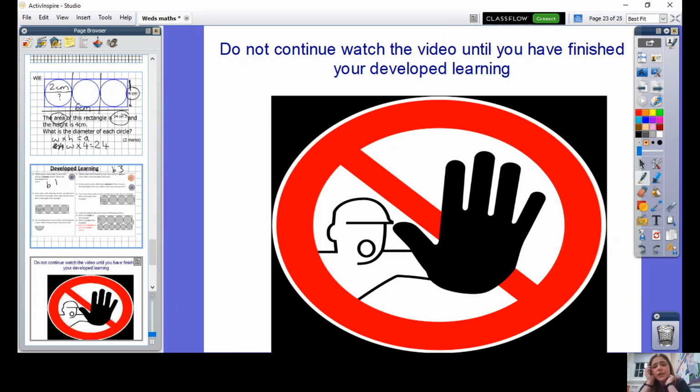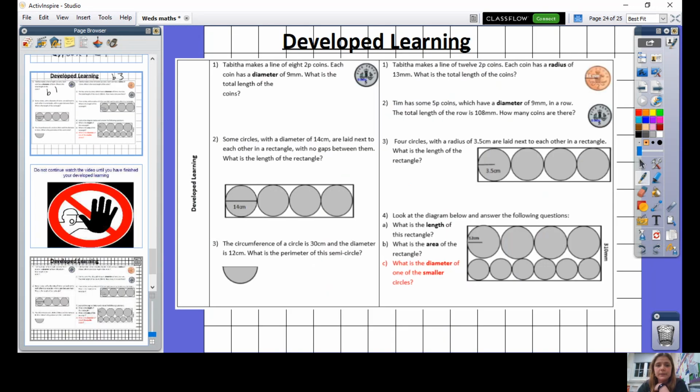Please do not continue watching the video until you've done some of the developed learning reasoning problems. Everyone was expected to do some. Even if you find them tricky, it's important to have a go first before I tell you the answers.